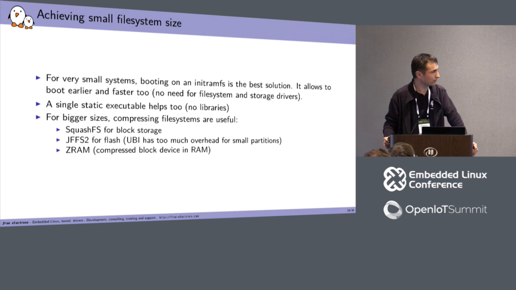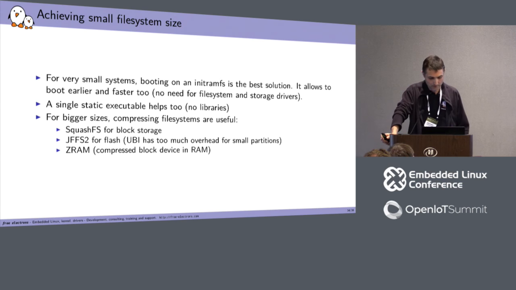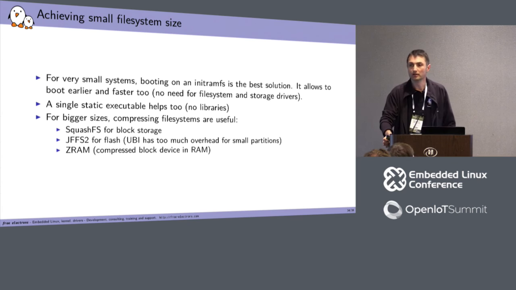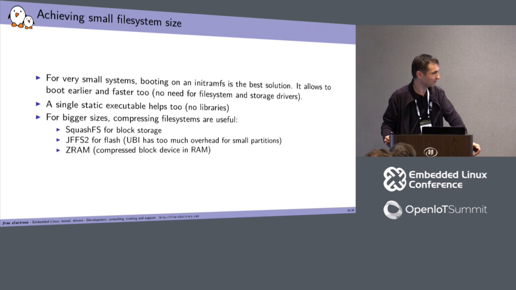And if you have a bigger size, of course, you can use regular file systems, compressing file systems, such as SquashFS if you have block storage, but we're talking about much bigger stuff. JFFS2 for flash. Also, if you have small partitions, UBI is going to have too much overhead. So you should stick to JFFS2. And then you could also use block file systems on top of ZRAM, which is a compressed block device in RAM. So you might use that as well. But if you have a tiny amount of RAM, you won't use that. But for a system that needs to optimize RAM and still has enough RAM budget, that might be worth it to use.